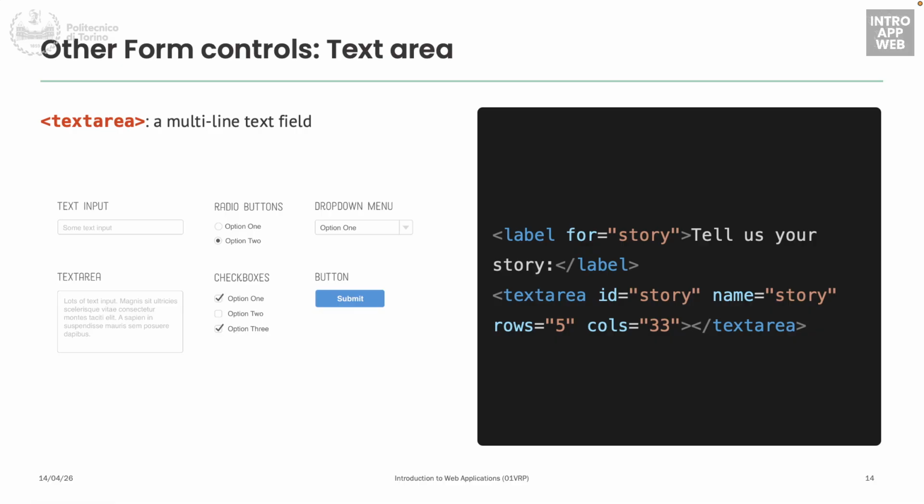Cols means the number of characters in a row. No, cols, if we think of the area of the text area, is the number of characters within a row. Yeah, okay. Perfect.